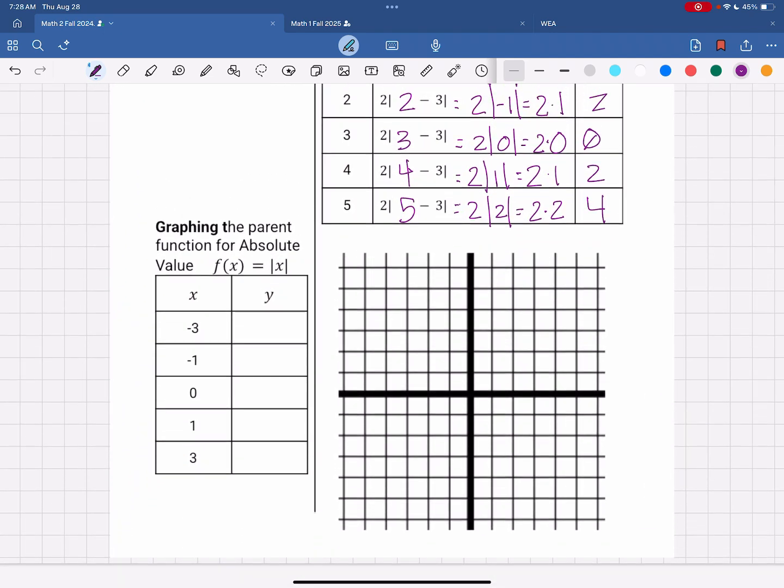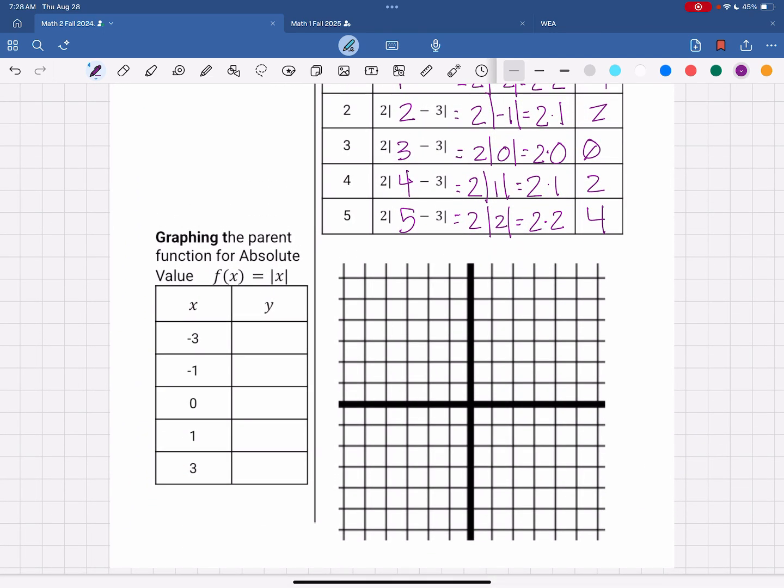I'm going to expand this out. This is graphing the parent function for absolute value. It's going to look a little differently than anything we've graphed before. So first fill out the table. The absolute value of -3 is 3. The absolute value of -1 is 1. The absolute value of 0 is 0. And the absolute value of 1 is 1. And the absolute value of 3 is 3.